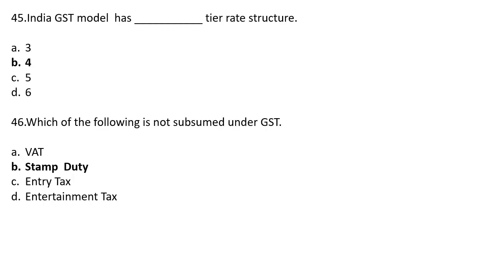Indian GST model has dash tier rate structure. Option A 3, option B 4, option C 5, option D 6. The correct answer is option B, 4. Indian GST model has a 4-tier rate structure.